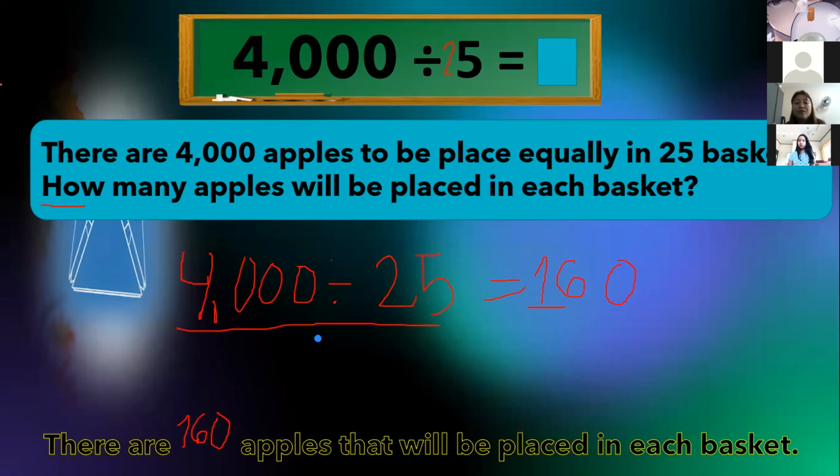Okay, again, when you arrange the sentences, you follow the given numbers. So look at here. The first is 4,000 and the second will be 25. And always the last is the question sentence that has a question mark. So always this will be the last. Always last.